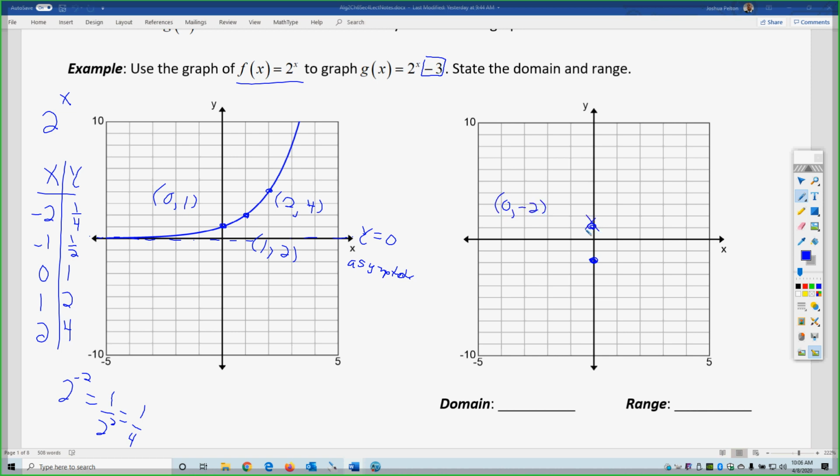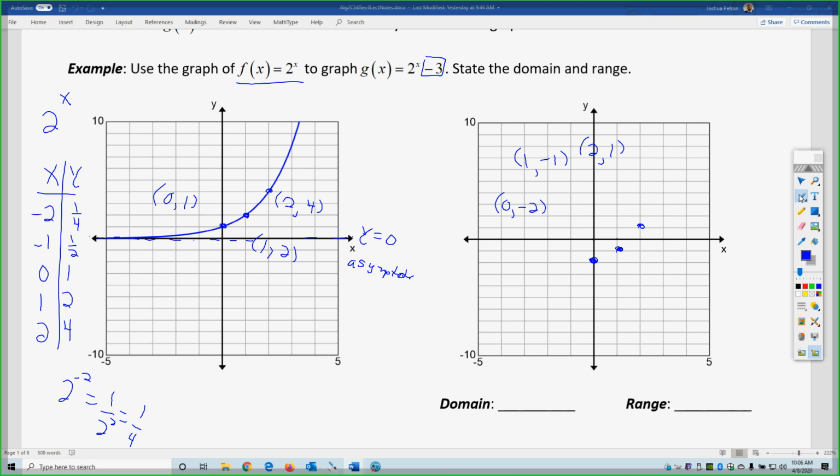That one goes away. The (1, 2) point goes down 3 and becomes (1, -1). And the (2, 4) point goes down 3 and becomes (2, 1). Okay, so we'll get rid of these points here.